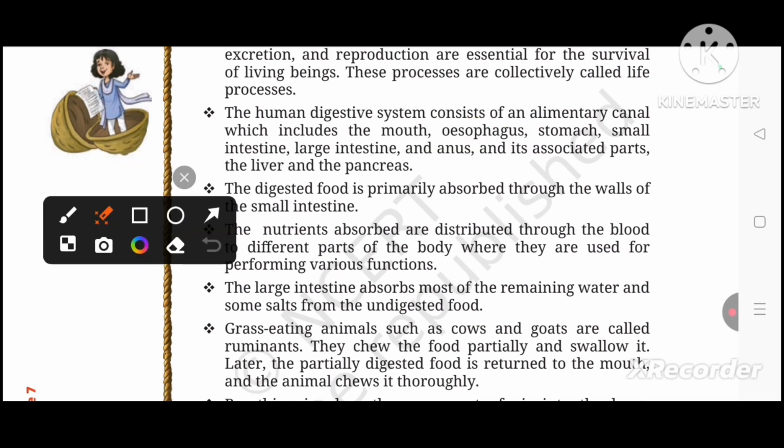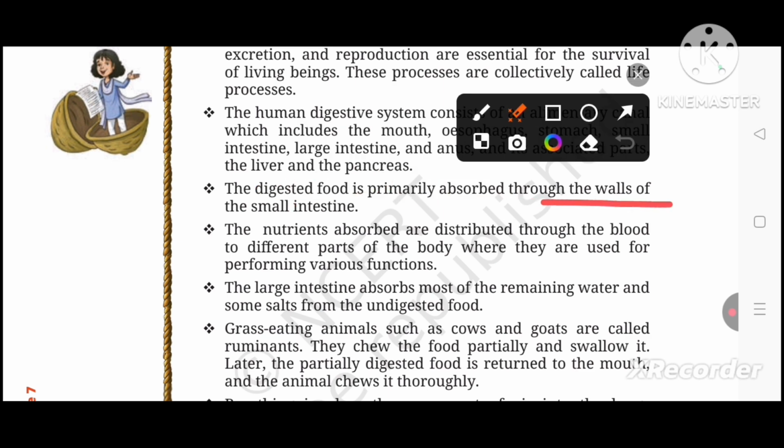The human digestive system consists of the alimentary canal, which includes the mouth, esophagus, stomach, small intestine, large intestine, anus, and the associated parts, the liver and the pancreas. The digested food is primarily absorbed through the walls of the small intestine. The absorbed food is transported through the blood to different parts of the body where it is used for performing various functions. The large intestine absorbs most of the remaining water and a small amount of salt from the undigested food.